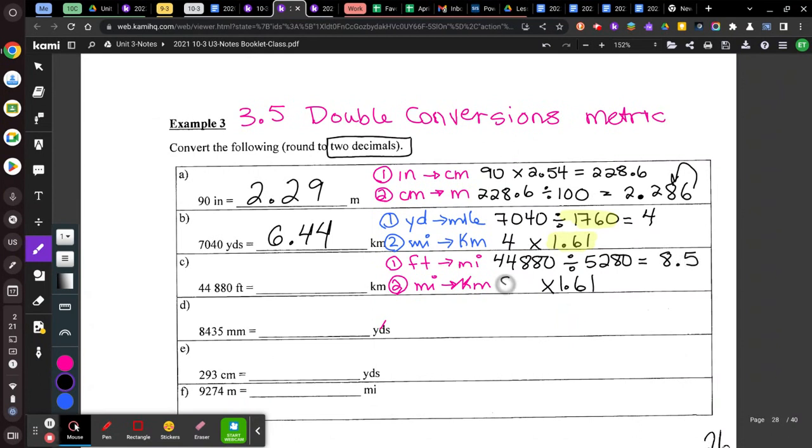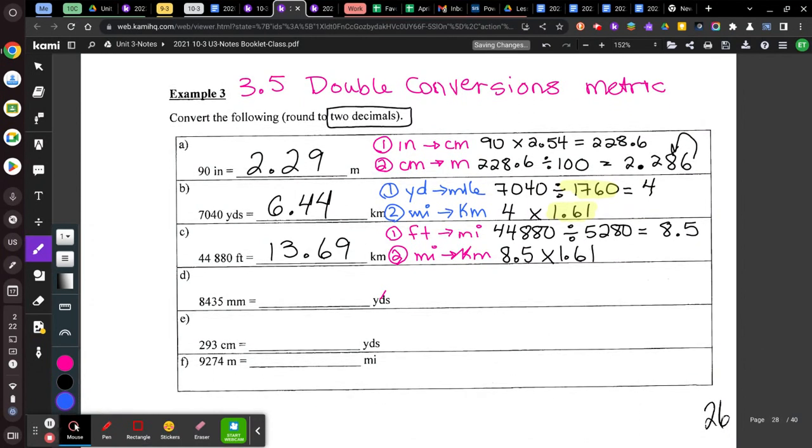So we take that 8.5 and times it by that 1.61. And that's going to give us kilometers. It gives us 13.69 kilometers. I know. It always gets a giggle. That's my football name. For real?